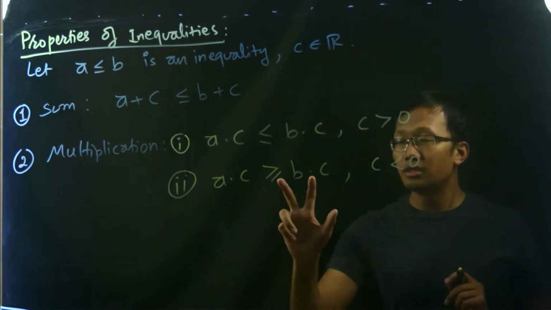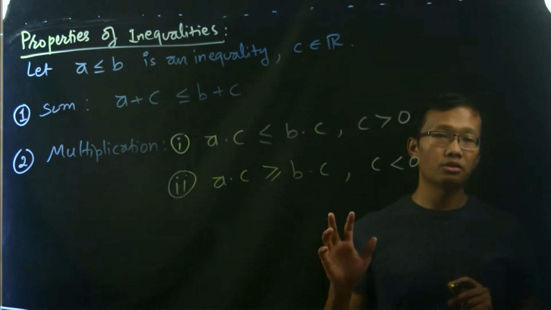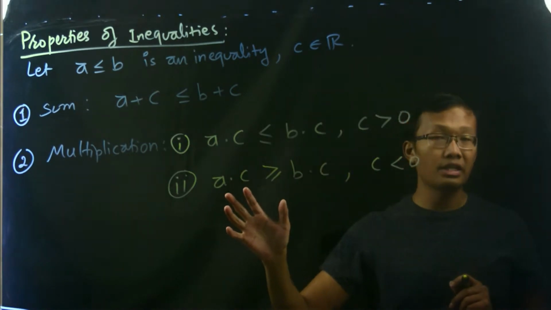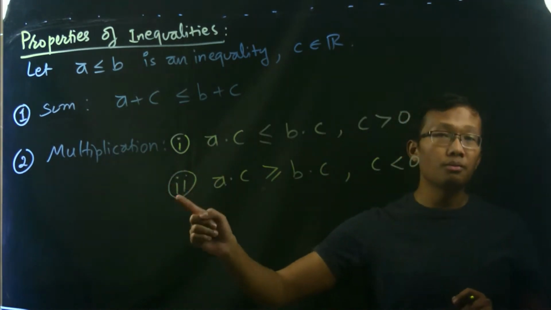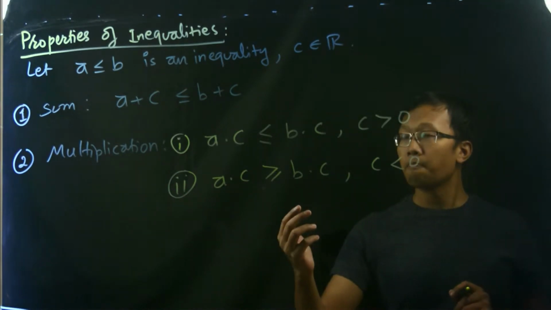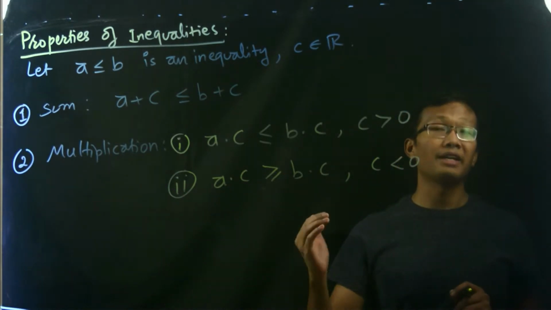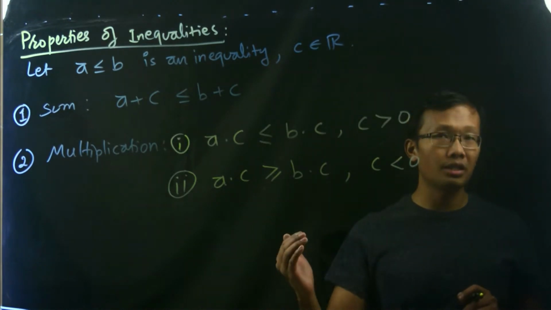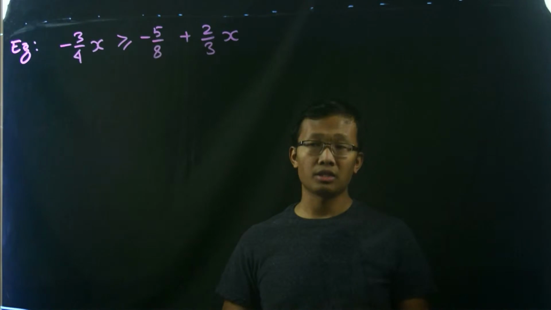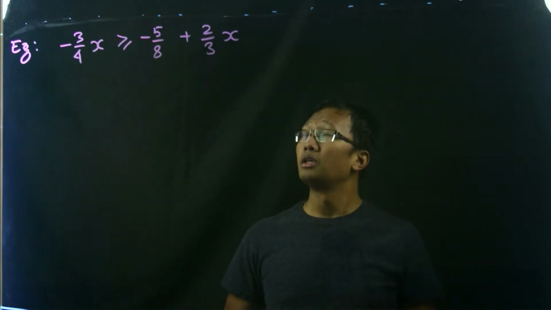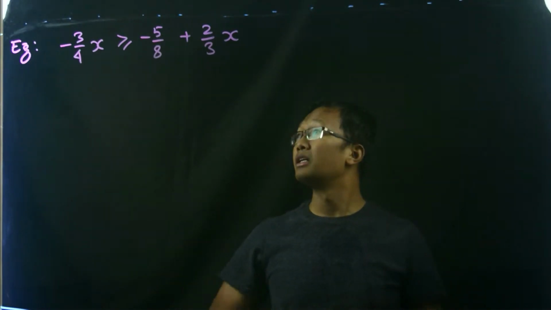So this is the key difference between solving a linear inequality and solving an equation. And multiplication also means division. Dividing both sides of an inequality by a negative number will reverse the inequality. So to use the properties that we have mentioned a little while ago, let us solve this inequality.